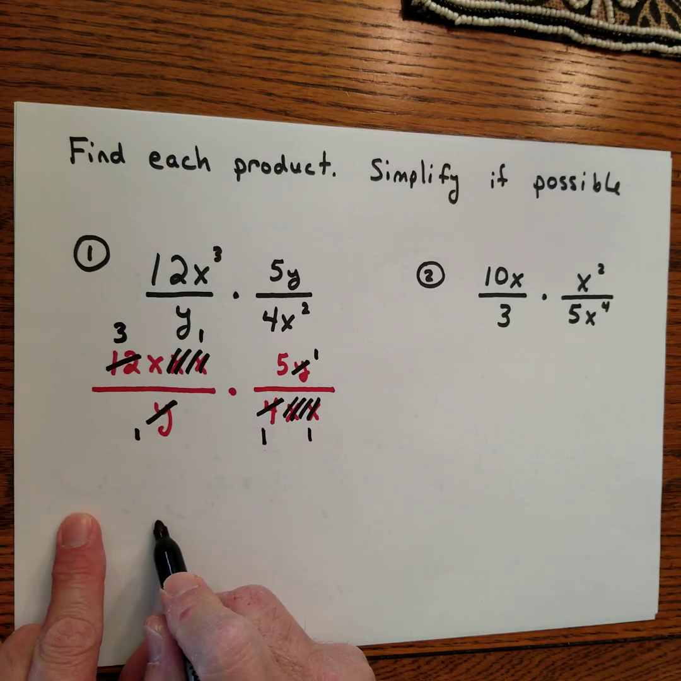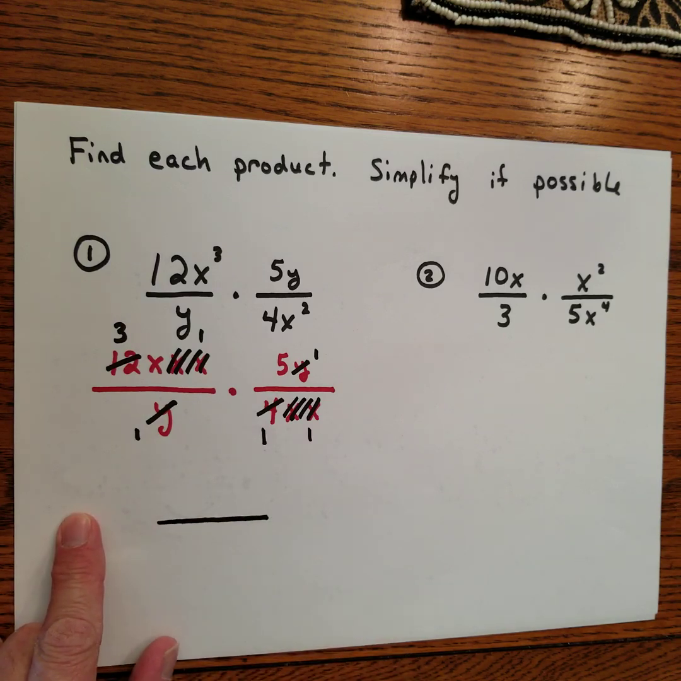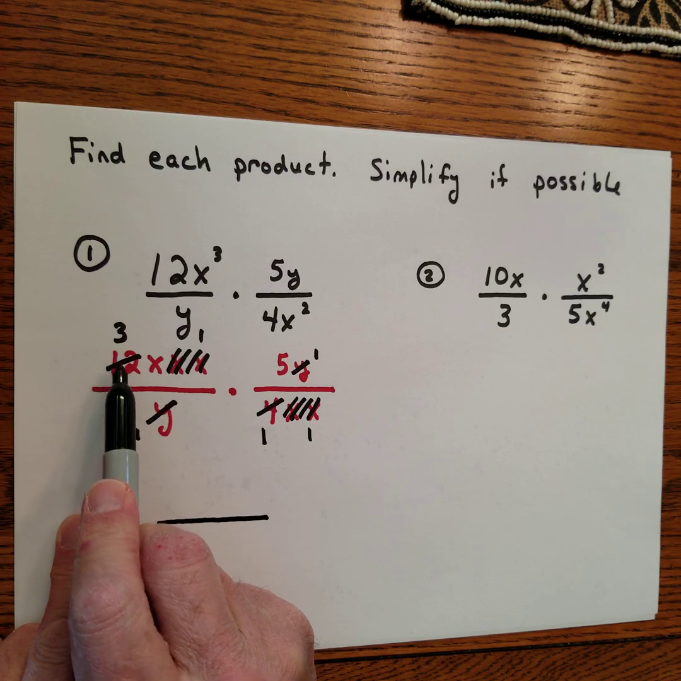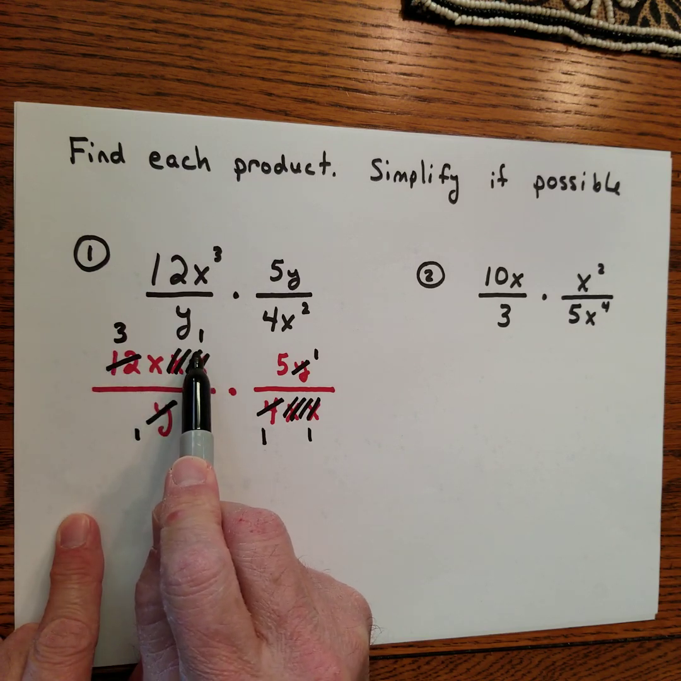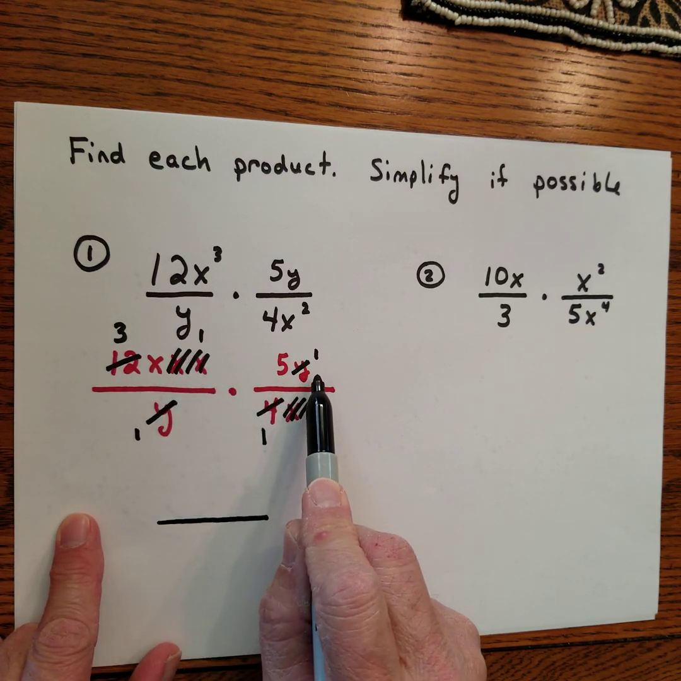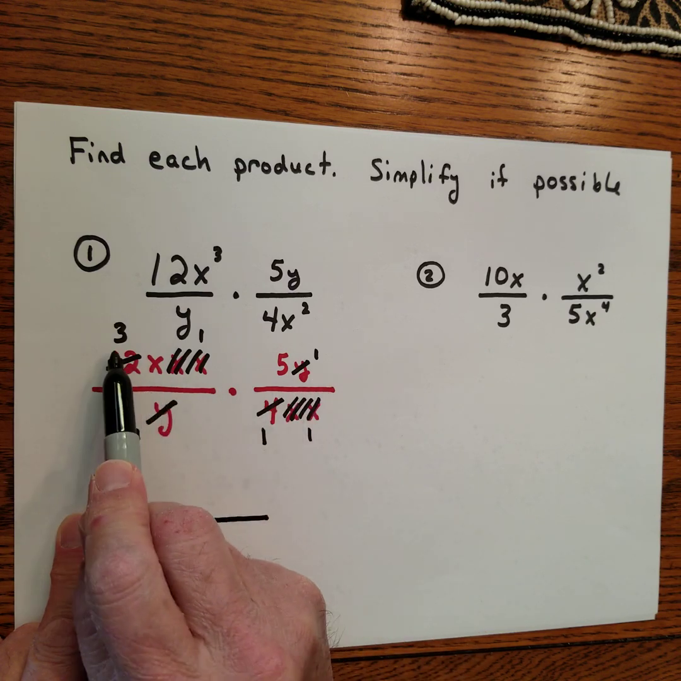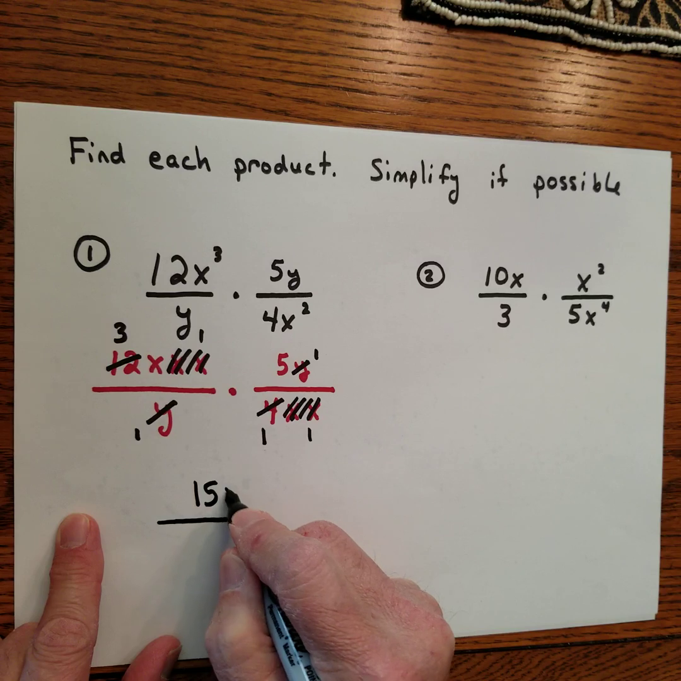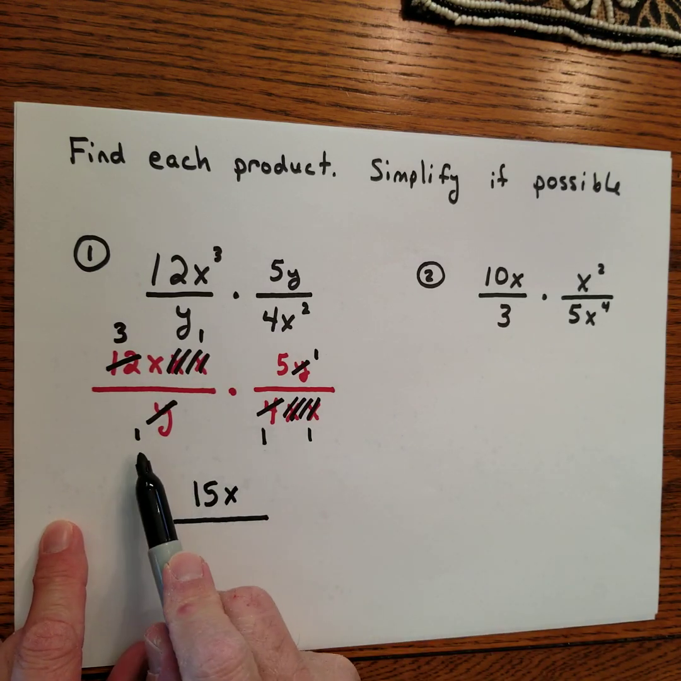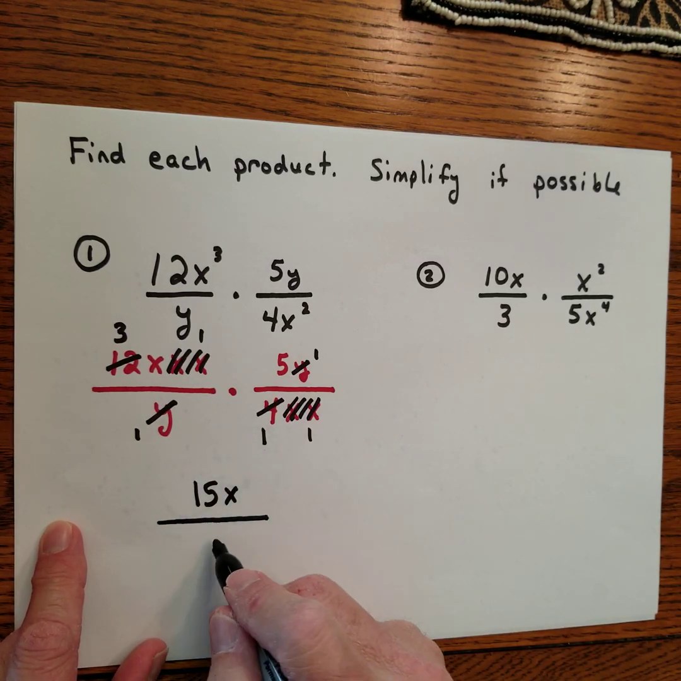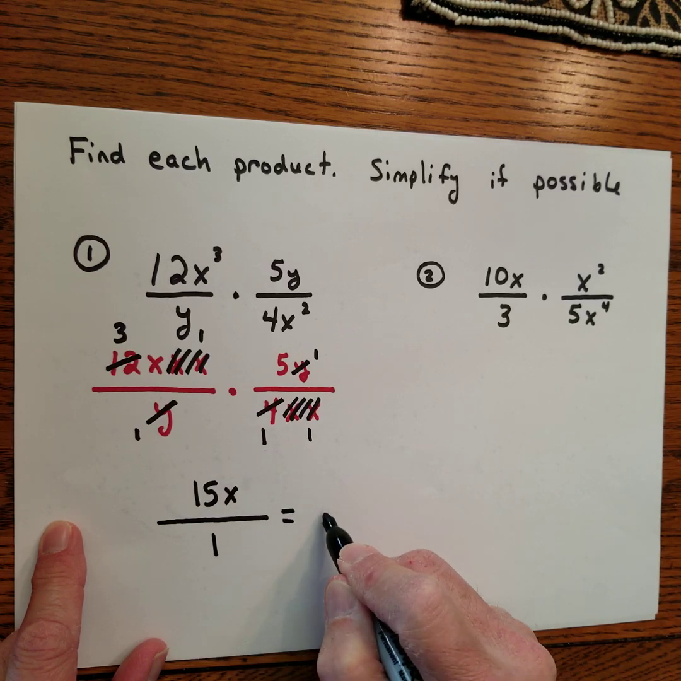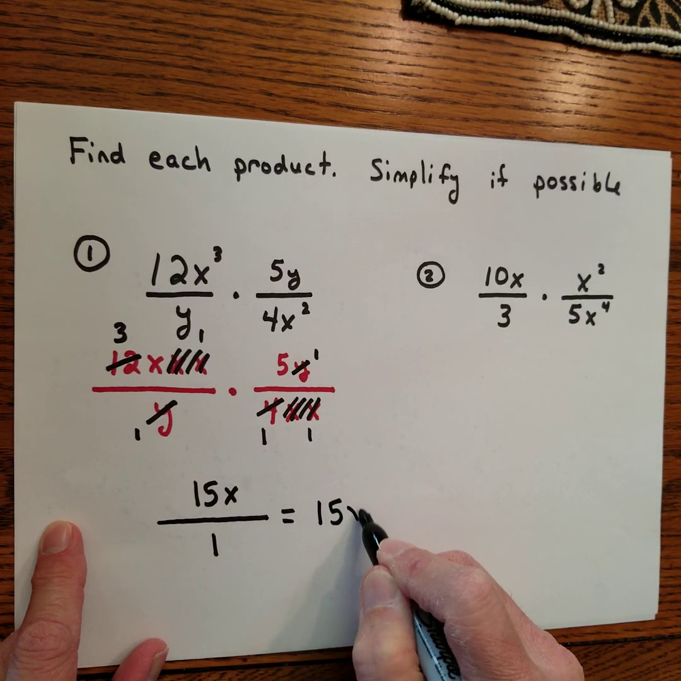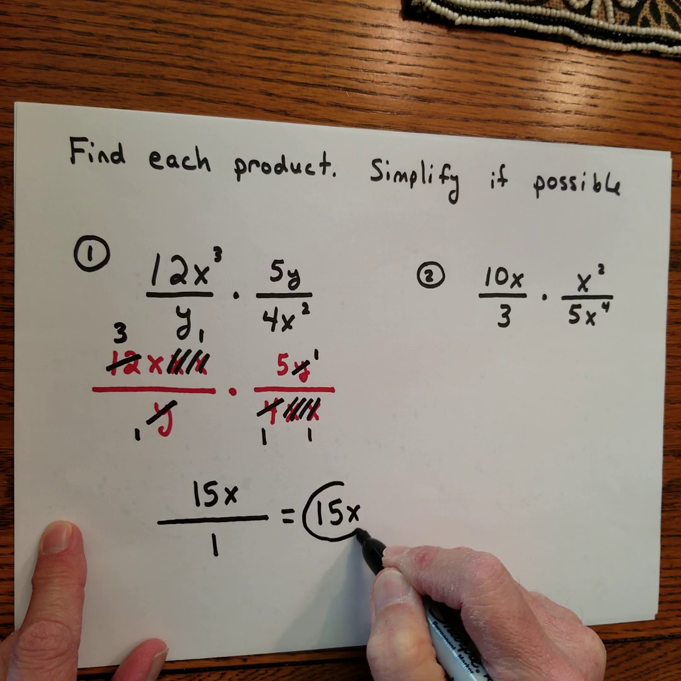Now for my final answer, well, what's left? In the top, I have 3 times x times 1 times 5 times 1. 3 times 5 is 15 times x. In the bottom, I have 1 times 1 times 1. Of course, if my denominator is 1, I don't have to write it. I can just call that 15x.